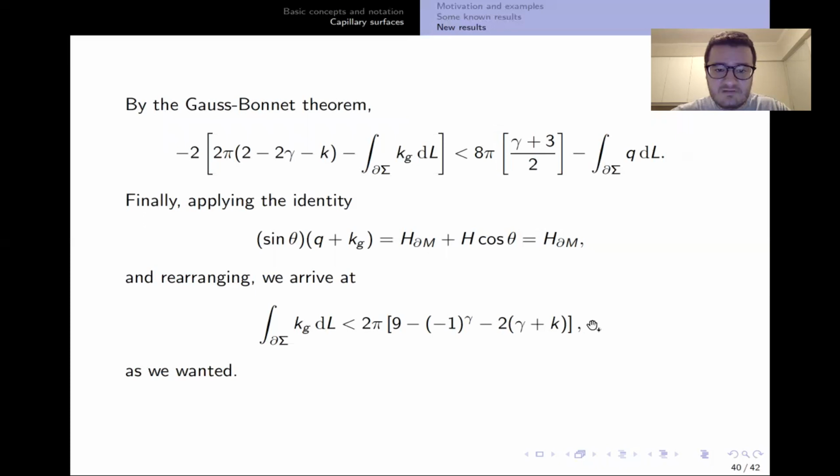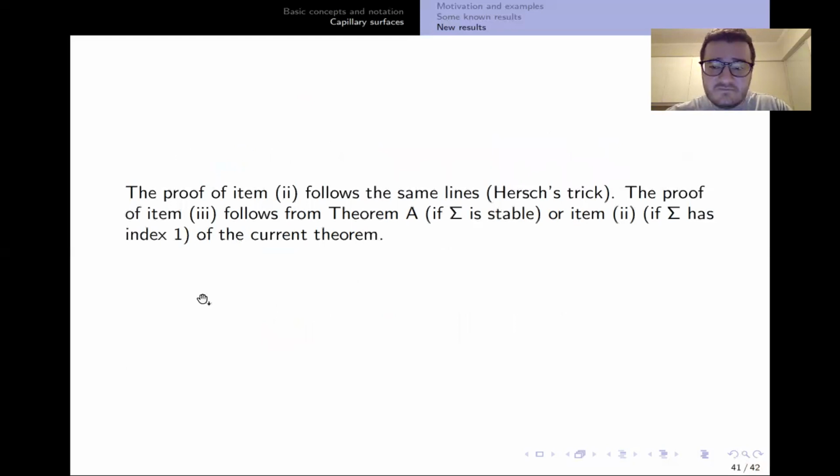So this is a good trick to remember, the Hirsch trick. I want to leave this video with this message. The Hirsch trick is very important, for instance, in how to apply it to have an interesting result. Great. So the proof of the second item of the theorem follows the same lines using the Hirsch trick, but we now use a different hypothesis we have.